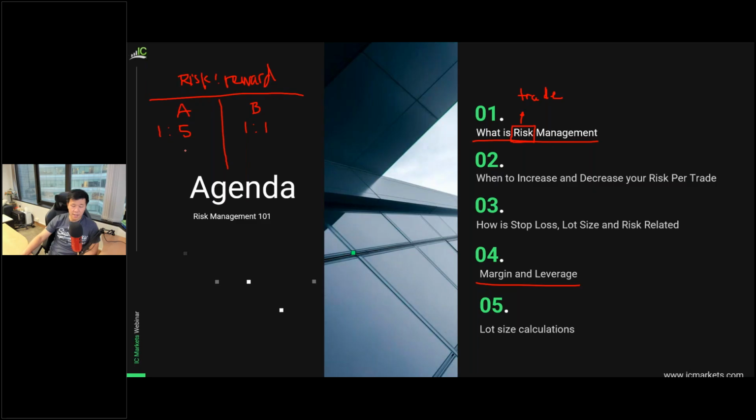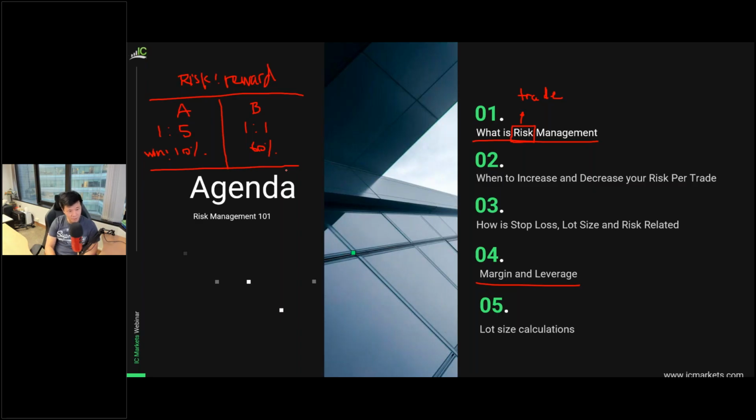Now let's go one level deeper. Strategy A has a hit rate of 10%. So this is the win rate. Strategy A has a win rate of 10%. Strategy B has a win rate of 60%. Now, with these new considerations, which strategy is better, A or B?